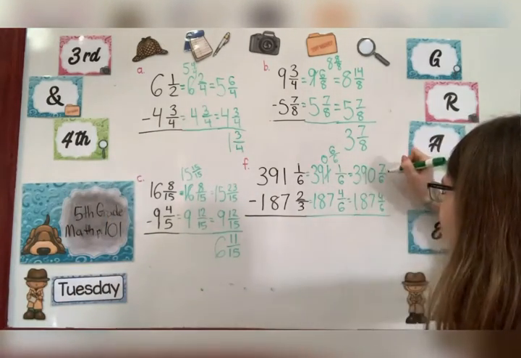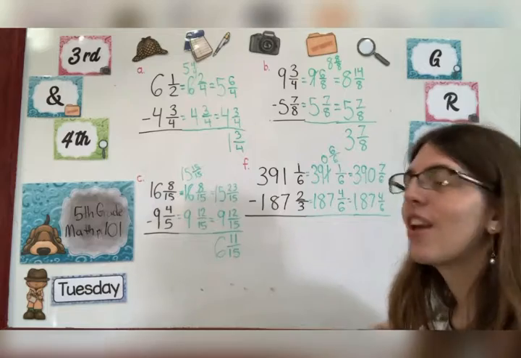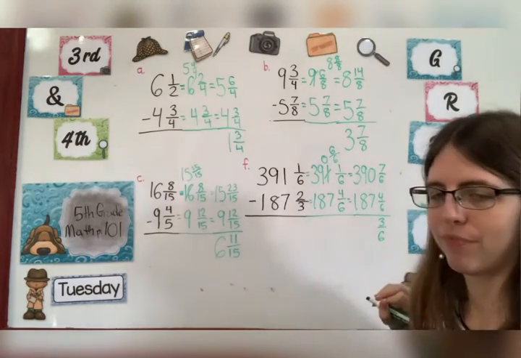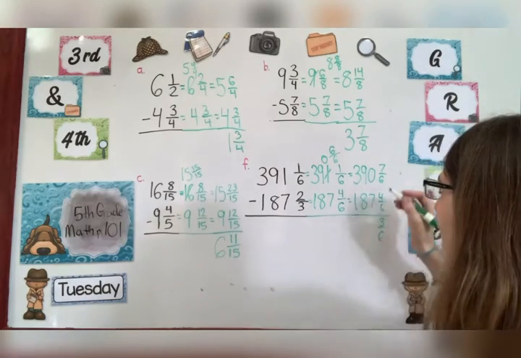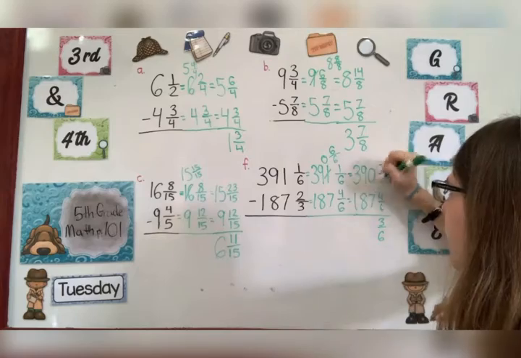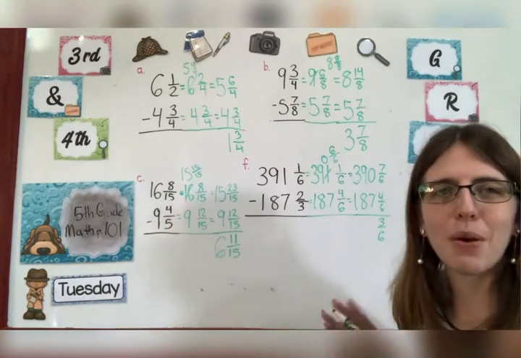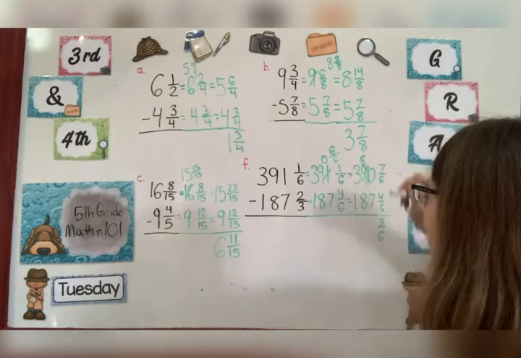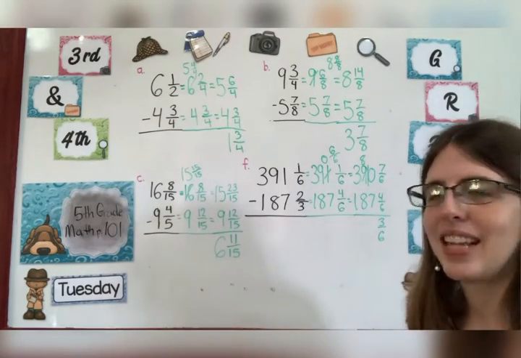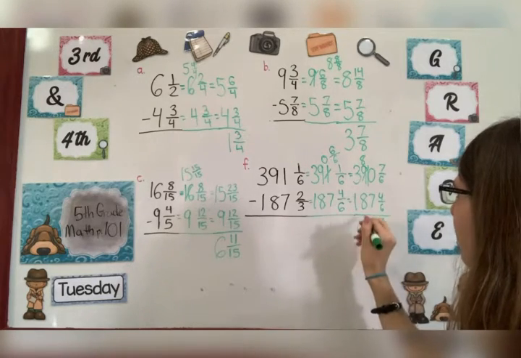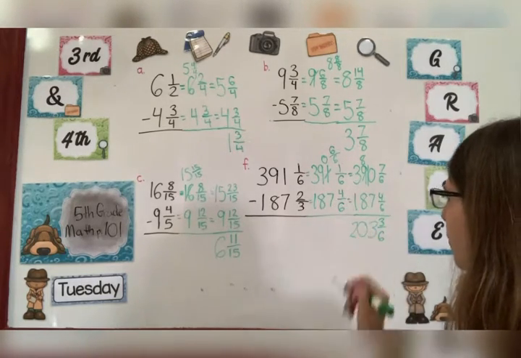So now I can subtract. 7 minus 4 is 3 over 6. Okay, then I have my whole number that I'm going to subtract from. You cannot subtract 7 from 0. I have to borrow. So I'm going to borrow from the 9, leaves me with 8, and this becomes a 10. 10 minus 7 is 3. 8 minus 8 is 0. 3 minus 1 is 2.